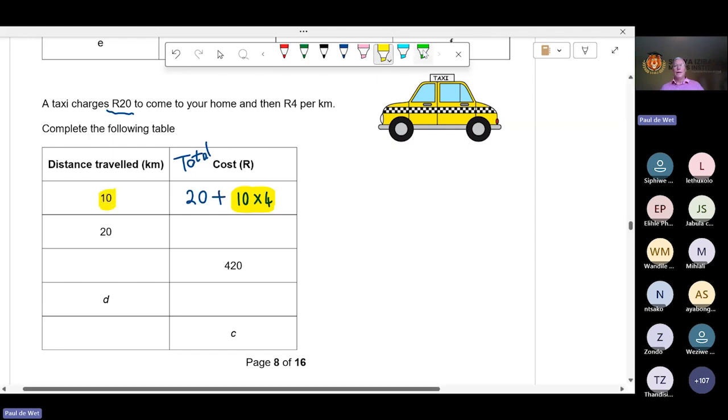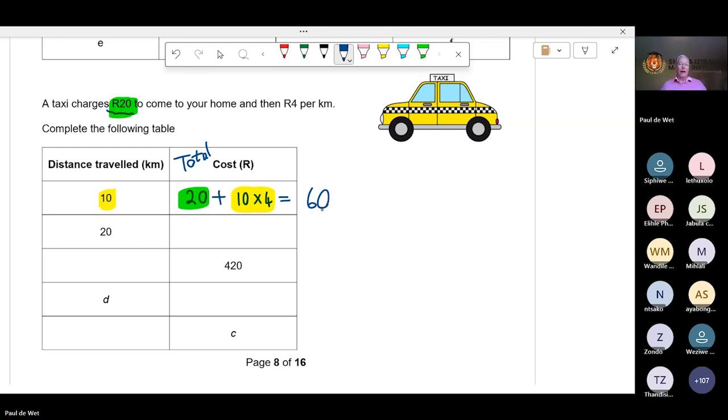This 20 is for the taxi to get to your house. Is everyone okay with that? And what's the answer? Obviously, we must do the multiplication. We get 60. I'm seeing people say, oh, yes, I understand. All right. What if I do 20 kilometers?